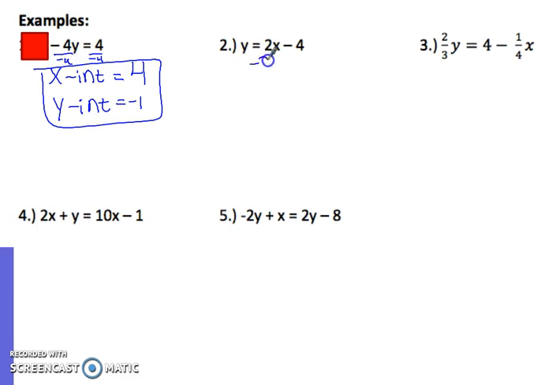Number 2, first you have to put it in standard form. So I'm going to subtract 2x from both sides. This is a positive y, don't forget. So you have -2x plus y equals -4. So let's find our x-intercept and our y-intercept.